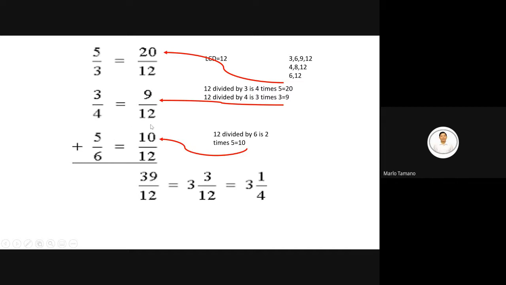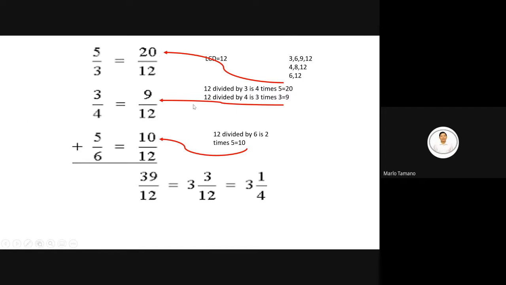Next, 12 divided by 4 is 3. 3 times 3 is 9. Syempre, yung 3/4 ay pareho ng 9 over 12. Next, 12 divided by 6 is 2. 2 times 5 is 10. Ngayon, ito po yung kanilang equivalent fractions. Kung sila po ang mga lowest term, 5/3, 3/4, 5/6, sila naman po yung ka-equal nila na pwede pang i-lowest or paliitin.